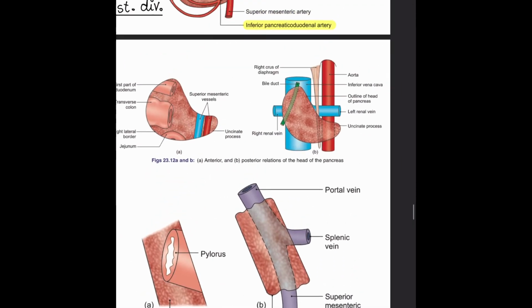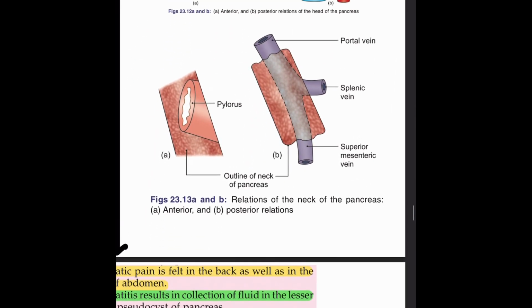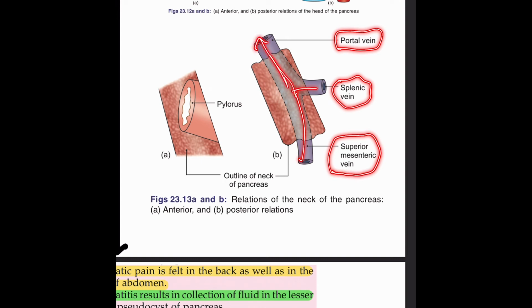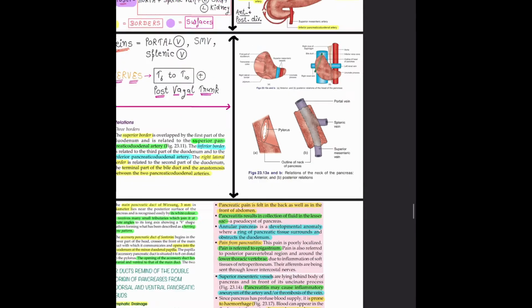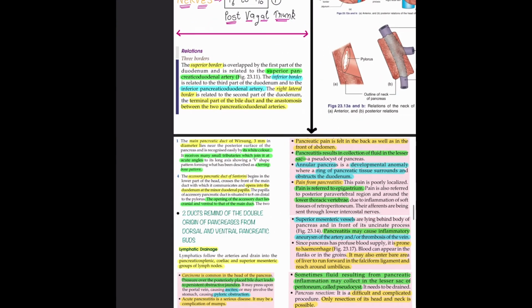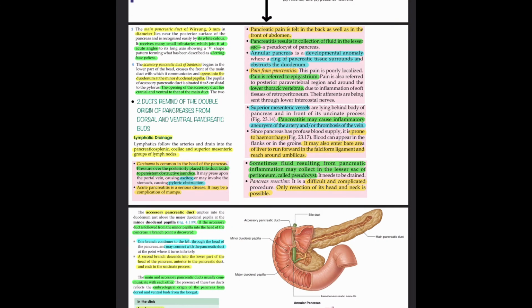Okay, so we've seen this diagram, and this diagram shows the relation of the neck of the pancreas. As I've told you, on the anterior surface of the neck we have the pylorus, and on the posterior surface of the neck of the pancreas we have the formation of the portal vein. Okay, so here you have the splenic vein and the superior mesenteric vein; they join to form the portal vein. Where does it happen? On the posterior side of the neck of the pancreas. Okay, so we're just proceeding towards the end of the lecture.